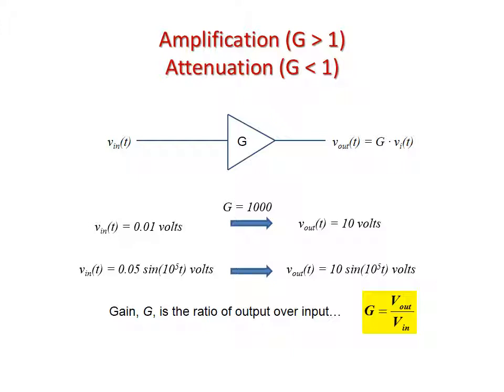Likewise, this works for more complex signals too. If I have 0.05 as my amplitude, and I'm going to try to get an amplitude of 10, I can look at a gain of 200, because 0.05 times 200 equals 10. And so this works for more complex signals as well.